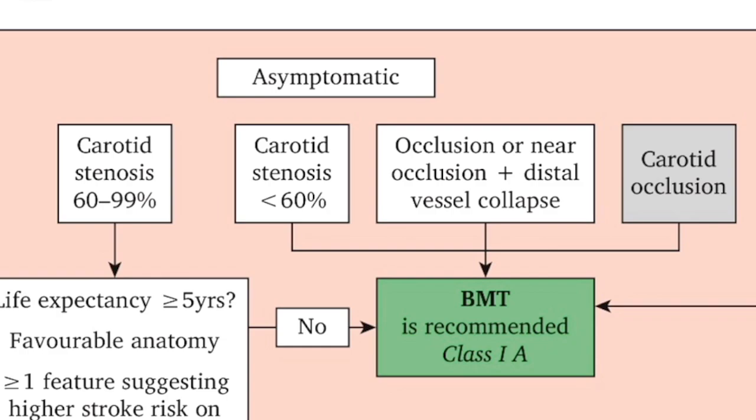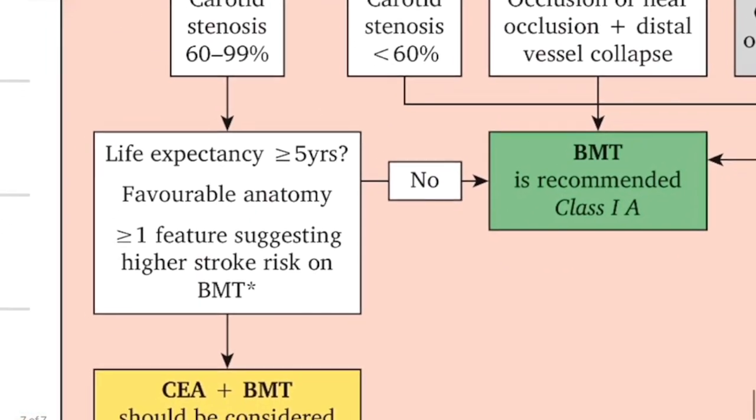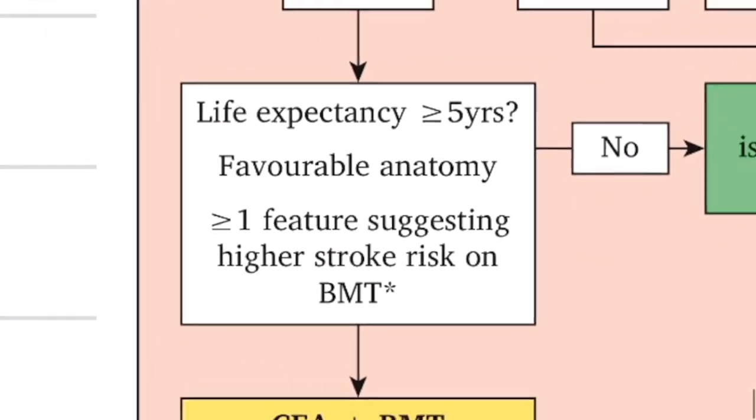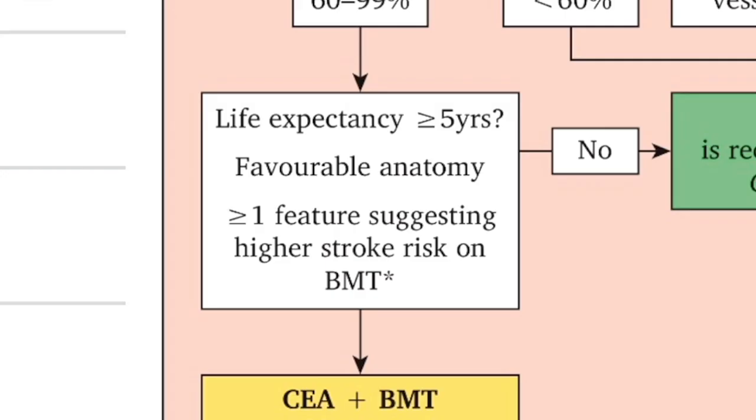Problem arises if they have stenosis between 60 to 99%. Here we have to look into three parameters: whether their life expectancy is more than 5 years, whether they have a favorable anatomy, and whether they have one or more features suggesting higher risk of stroke on best medical therapy. What are those risk factors? It is given separately. You can go through the table later.